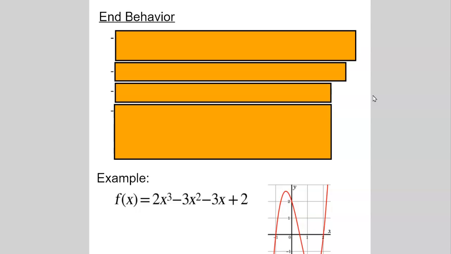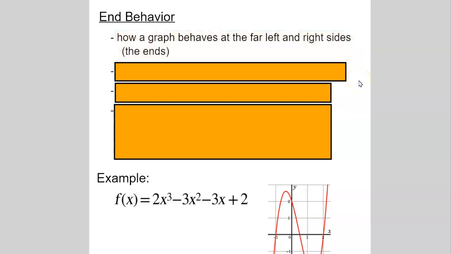When we're talking about a graph, one of the main things we talk about is what's known as its end behavior. This is literally how a graph behaves at the far left and right sides of the graph, meaning its literal ends. The ends of the graphs of polynomial functions are going to go off towards infinity. They're just going to either go up or down forever. So the idea is, in which direction is it going forever?